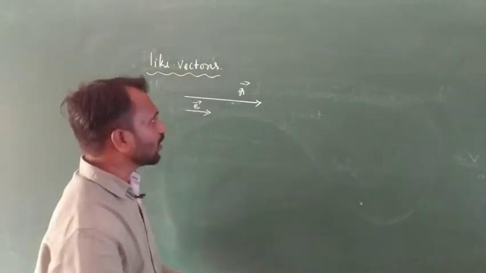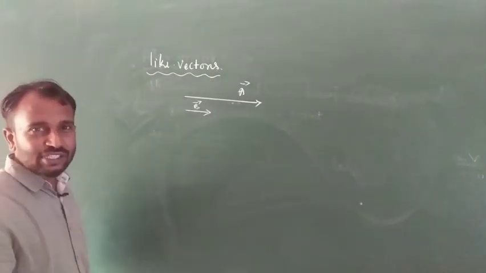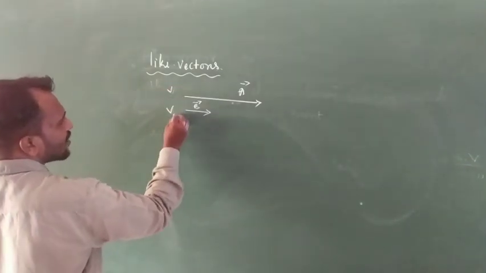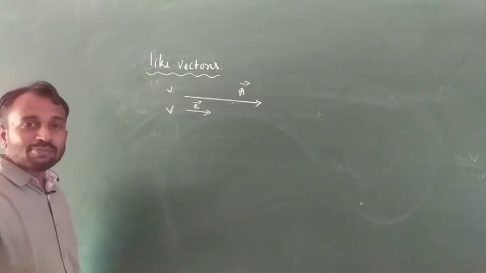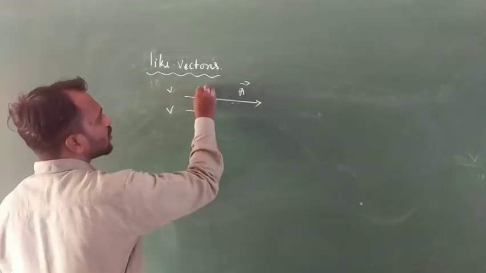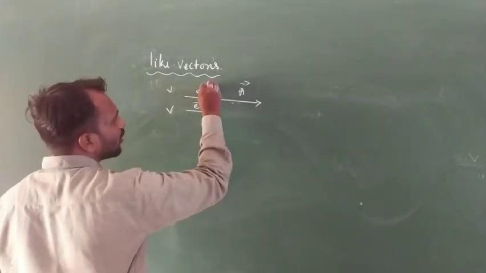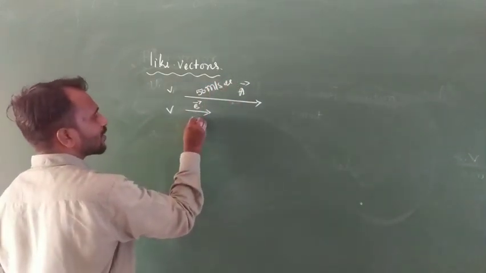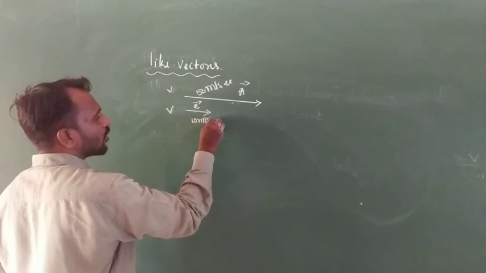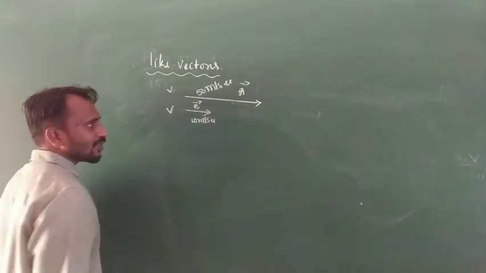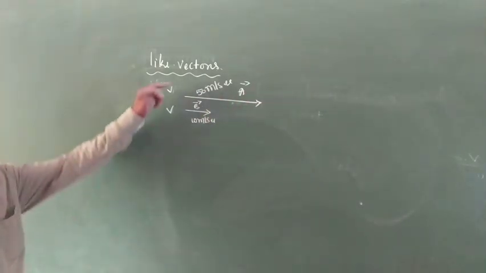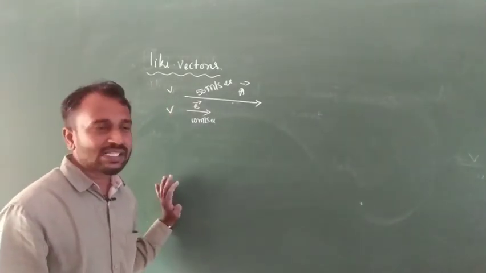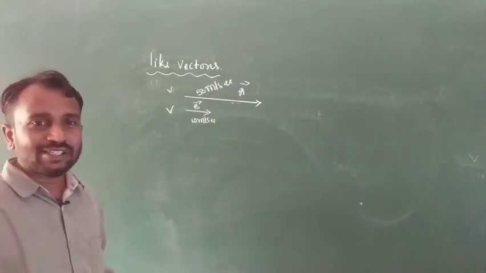And here both have the same physical quantity. It means this vector represents velocity and this vector also represents velocity, but the magnitude changes. This velocity we consider 50 meter per second, and this magnitude of velocity we consider 10 meter per second. Both are parallel, both are in the same direction, but the magnitude changes, but both represent the same physical quantities. Yes, so this one we consider like vectors.